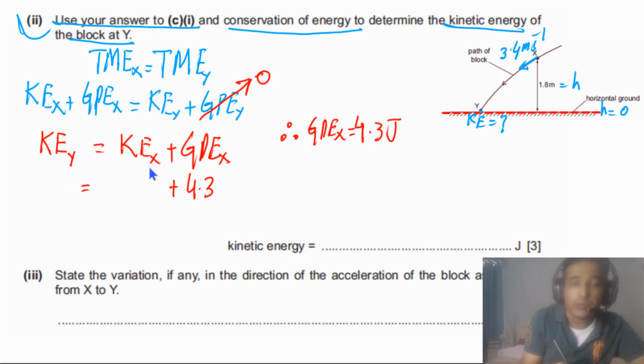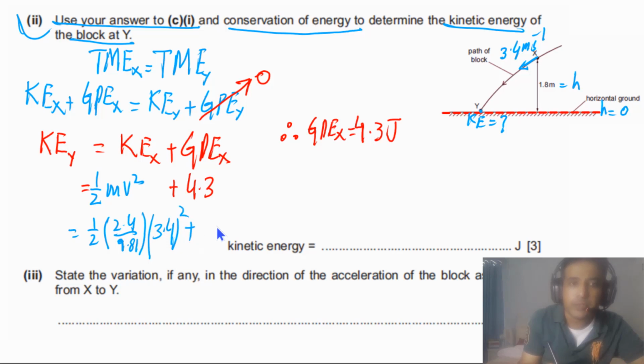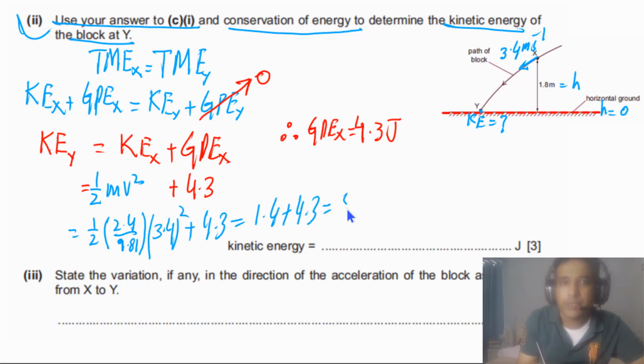Now simply we need to calculate kinetic energy at point X. We have the speed and we can calculate kinetic energy. Kinetic energy is equal to 1/2 mv square. So this is 1/2, and weight of this block we have, that was equal to 2.4, so we can divide by 9.81, so we can calculate mass, and we have the speed that is equal to 3.4 square of this one, plus we have 4.3. If we solve this one, we will get 1.4 plus 4.3, so the final answer will be equal to 5.7 joules. So our final answer is 5.7 joules.